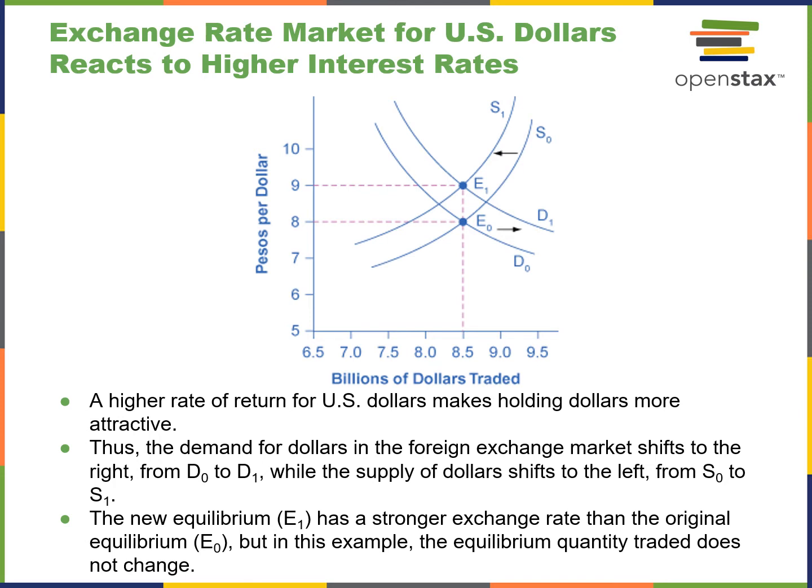Exchange rate: the market for US dollars reacts to higher interest rates. Once again, monetary policy will impact dollars. A higher rate of return for US dollars will make them more attractive. Thus, the demand for dollars in the foreign exchange market will shift from D0 to D1, to the right, while the supply shifts from S0 to S1. So you come up with a new equilibrium point, moving from E0 up to E1.